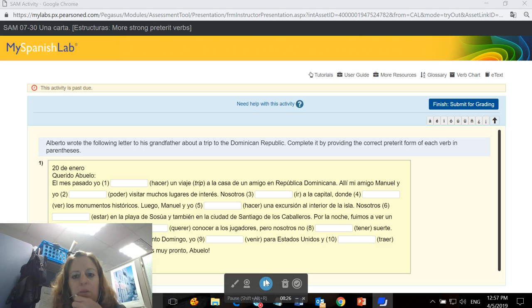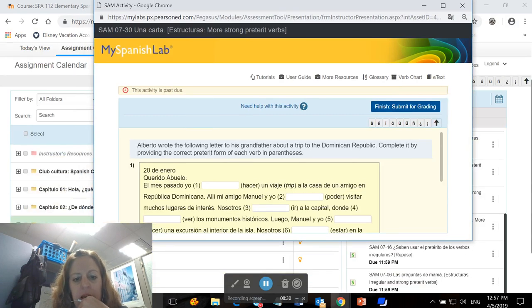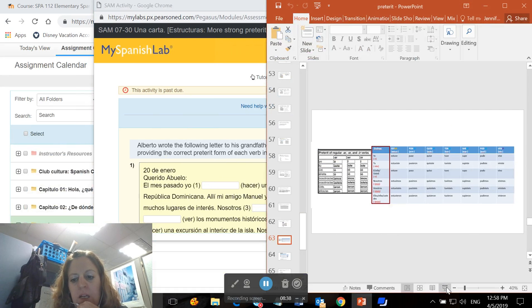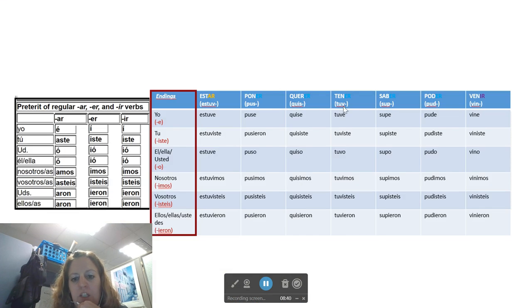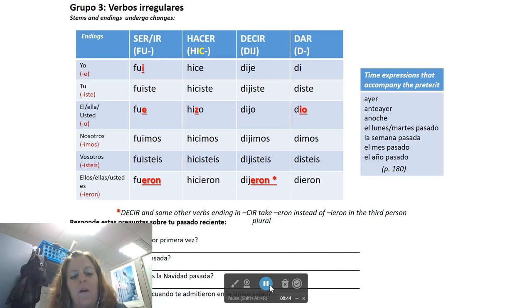Okay, so 730 was the exact same thing. So you have hacer. It says el mes pasado yo hacer un viaje a la casa. So you have to put it into the preterite tense. So again, you would want to go out here. Hacer is H-A. Hold on a minute, it's not. Okay. So hacer is on this slide.